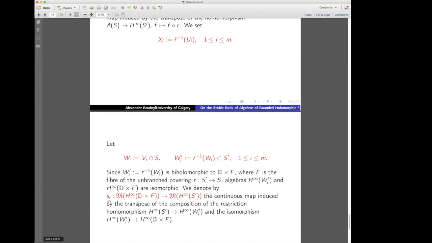Then by Si, we denote the following continuous map. It will be just the transpose of the composition of the restriction homomorphism from H infinity of S prime to H infinity of Wi prime, and the isomorphism which maps H infinity of Wi prime to H infinity of D times F. Restriction homomorphism means that if I take a function from H infinity of S prime, then I can restrict it to this open subset. And so this will be Si.